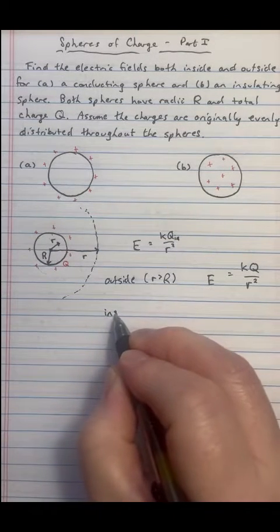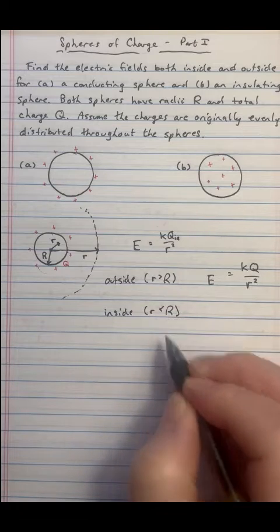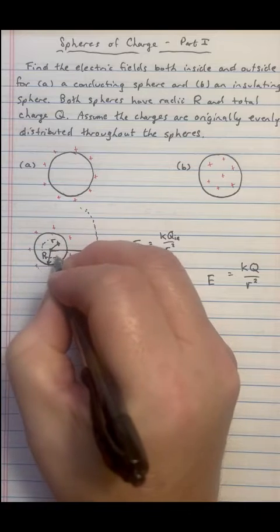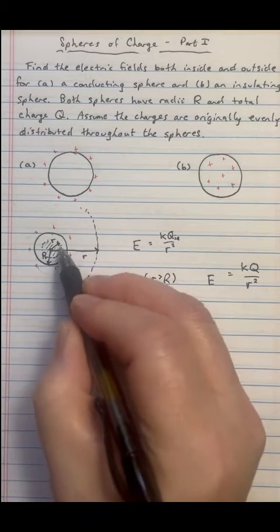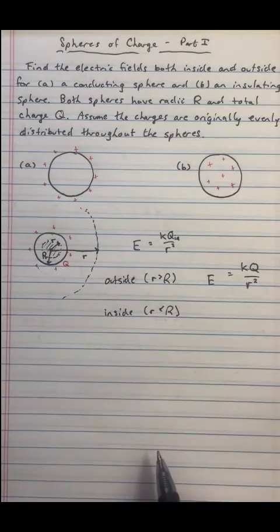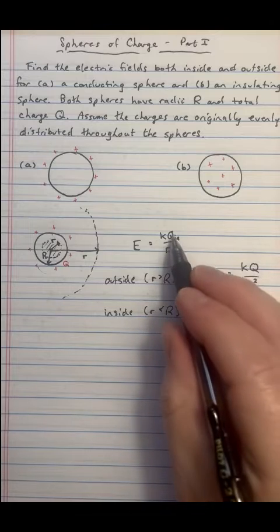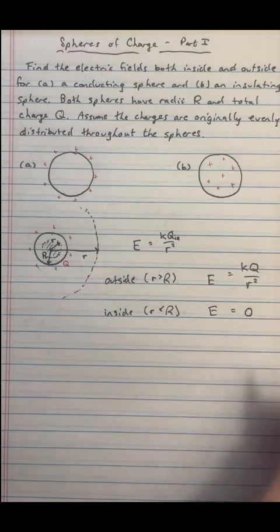What about the inside? It's a little trickier, but it's also doable, of course. Little r less than capital R, in other words. And that would put us right about here, right? Now, notice something interesting in this little shaded area. There are no charges. None whatsoever. Which means Q inside is 0, which means the electric field is 0.